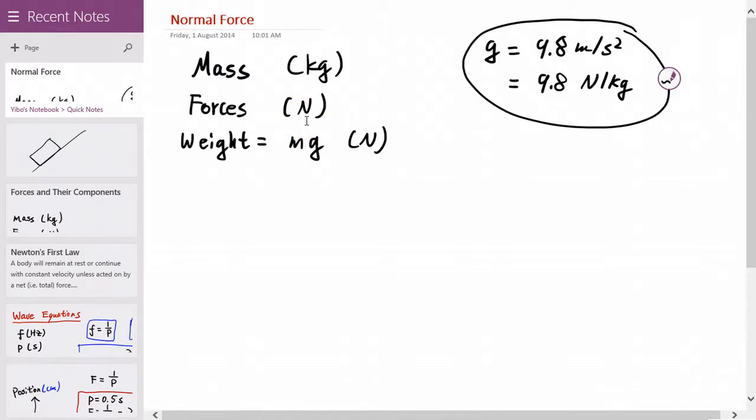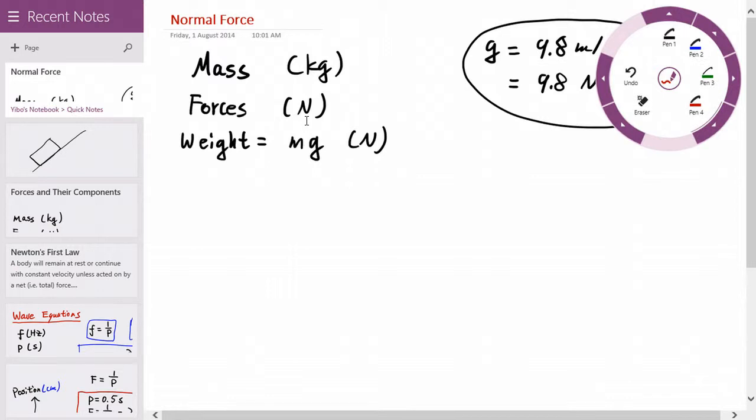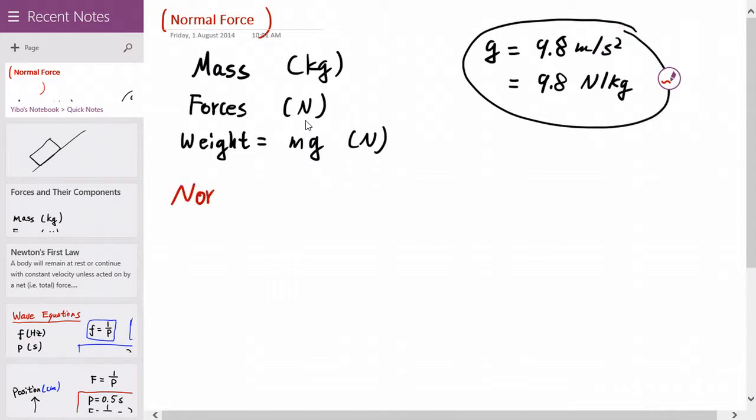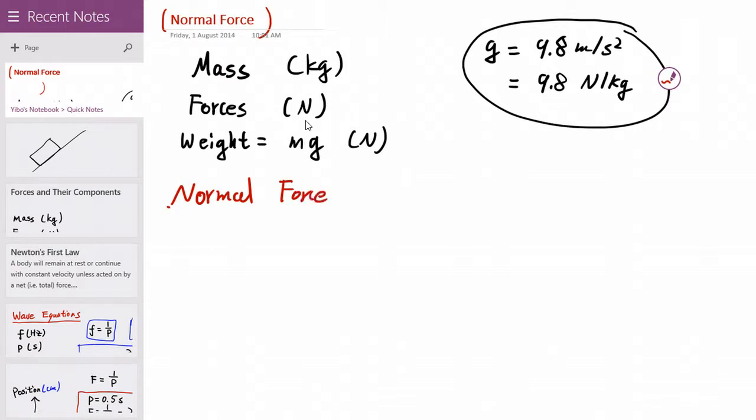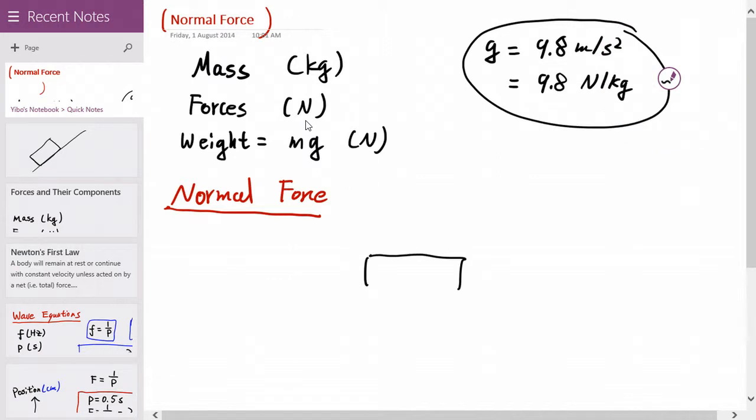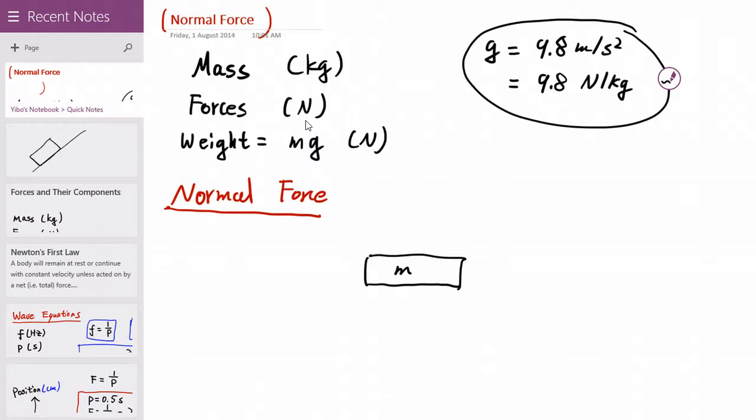Okay, now the other component I would like to introduce is called the normal force. There are many different types of forces. Weight force is one type of force. The other type is called the normal force. So let me show you with a diagram what the normal force is. Assume I have a block of wood, with m kilograms of mass, sitting on the ground at rest.